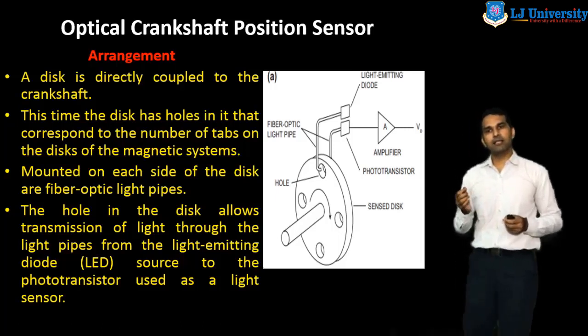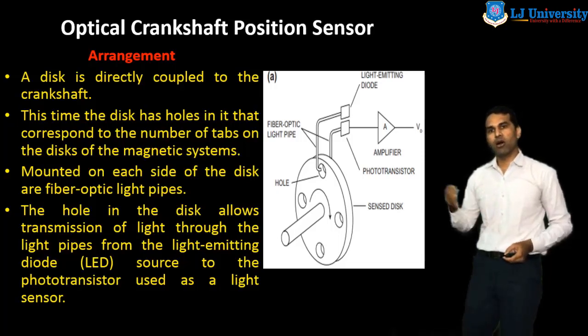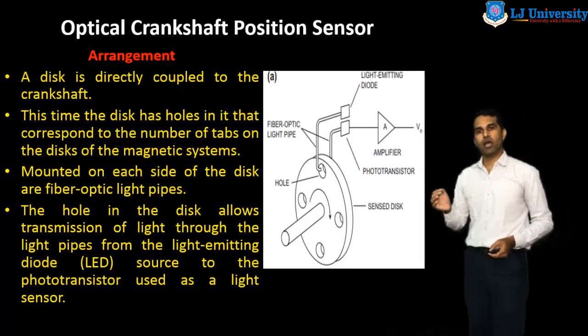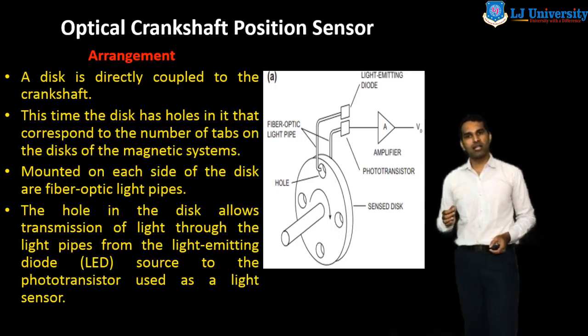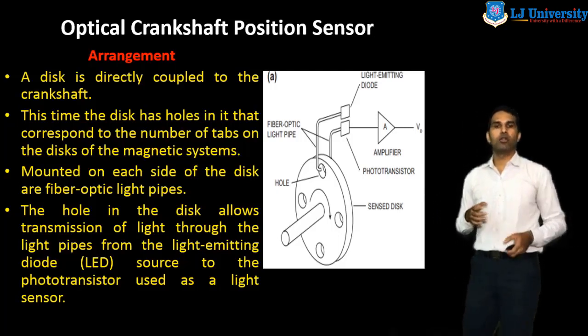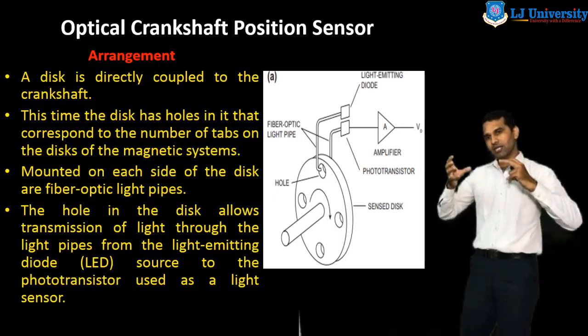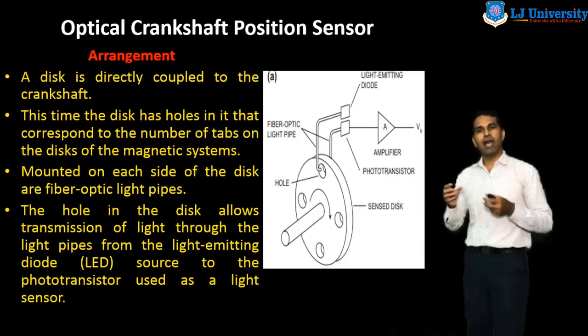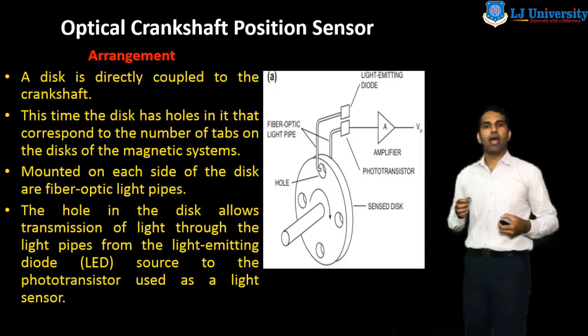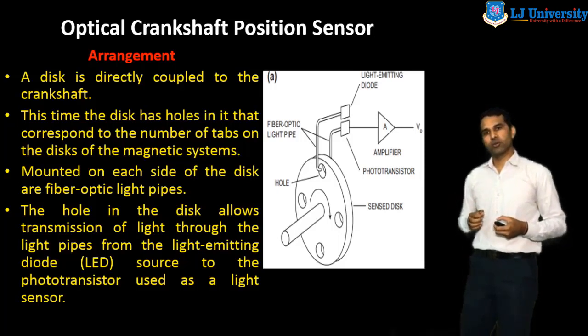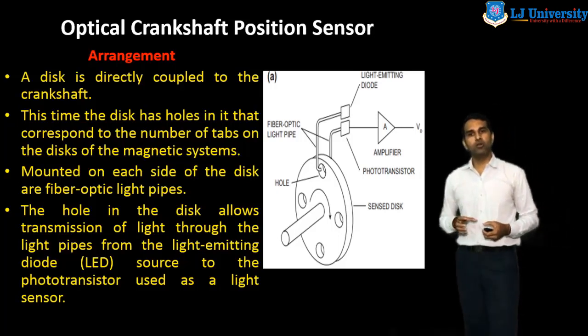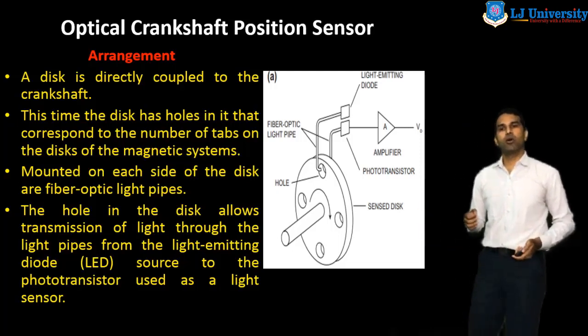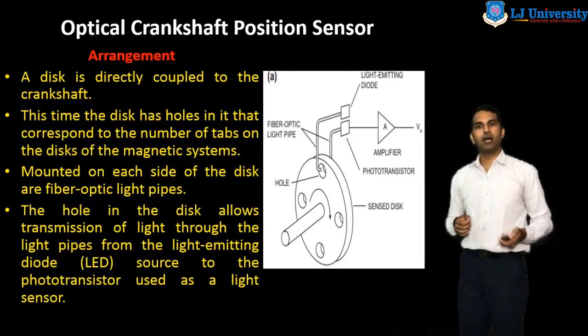We know the basic principle of the LED. An LED converts the electrical signal into a light signal, and the opposite principle of the LED is the photodiode. So a photodiode or phototransistor converts the light energy into an electrical signal. So as the disc rotates, when the hole portion comes, the light is passed from the LED to the photodiode. So at that time the voltage is introduced. But if the hole portion does not come, then at that time no current or voltage is introduced in the photodiode.